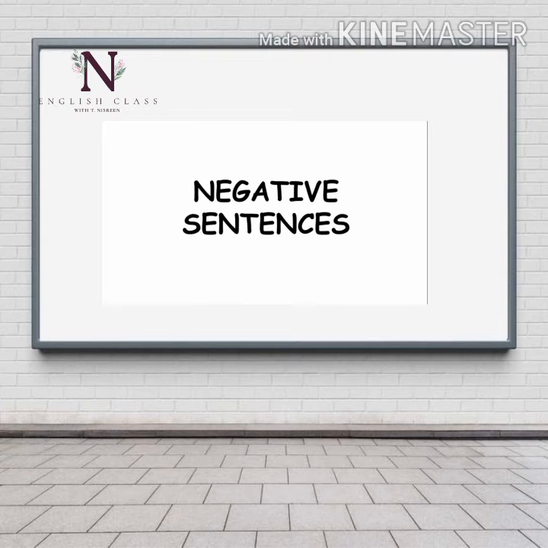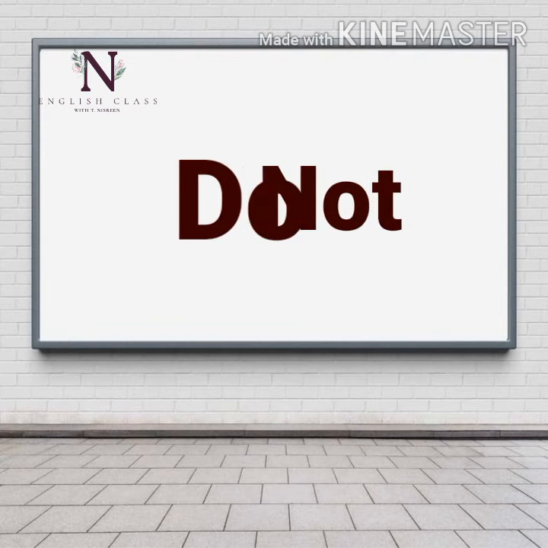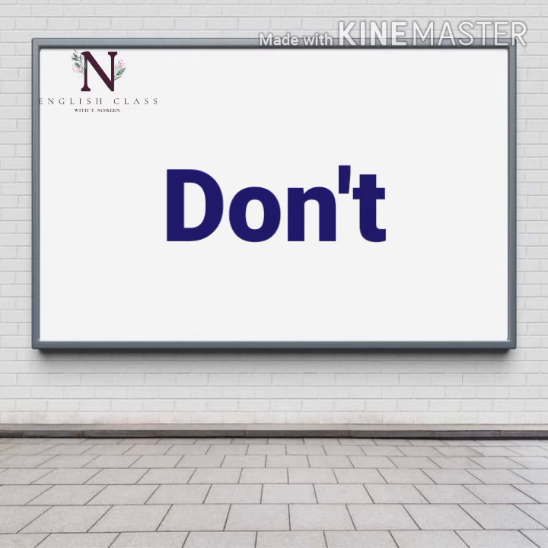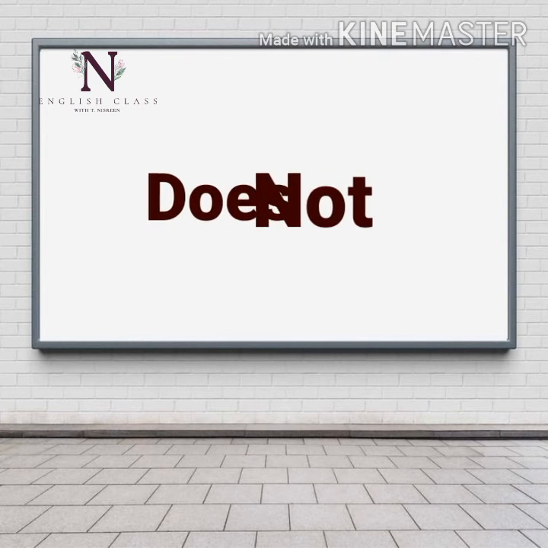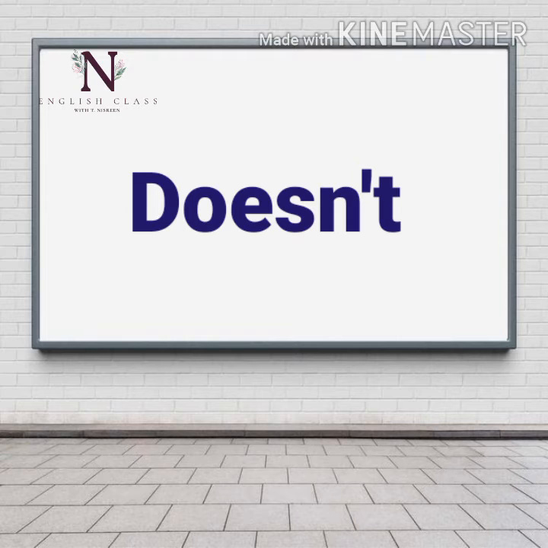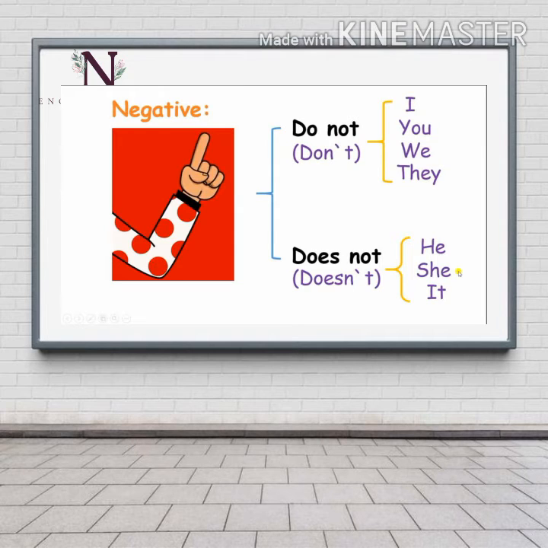Let's start to know how to use do and does in negative sentences. Just add not to do to be don't, or not to does to be doesn't. Okay, now which do we use, don't or doesn't? That depends on the subject. If the subject is I, you, we, they, or plural nouns, we must use don't. But if the subject is she, he, it, or a singular noun, we must use doesn't.